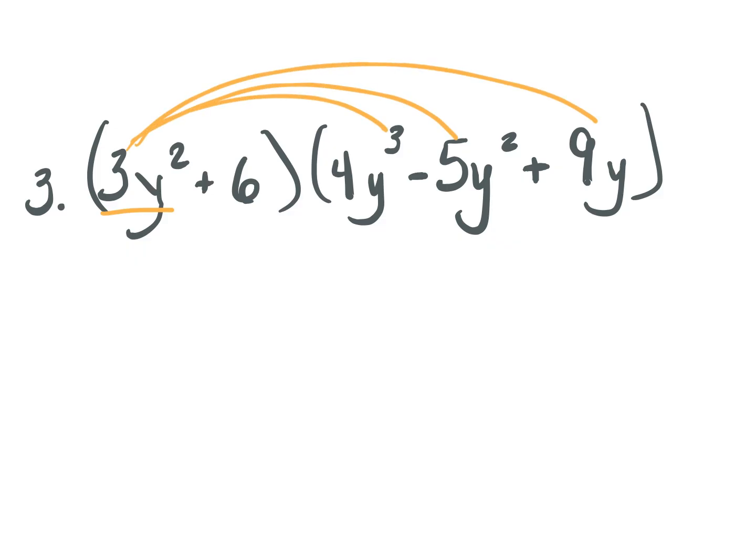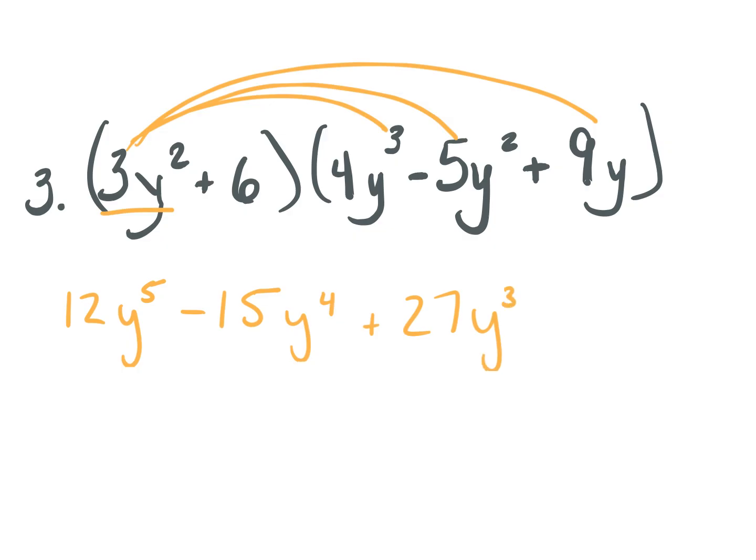What is 3y squared times 4y to the third power? 12y to what power? To the fifth power, perfect. Add the exponents when multiplying. What's 3y squared times negative 5y squared? Negative 15y to the fourth power. And then what is 3y squared times 9y? Awesome. So plus 27y to the third power.